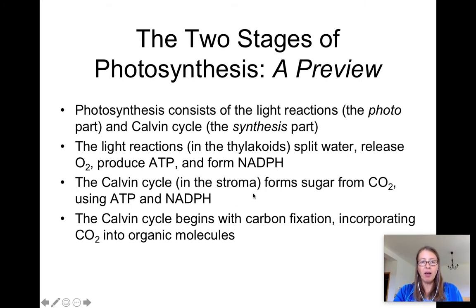And then here's the Calvin cycle. This is the light independent reactions. This happens in the stroma, and that's where all of this energy of ATP and electron carriers is going to be used to convert carbon dioxide into sugars. So essentially, in the light independent reactions, the Calvin cycle, we're going to take carbon dioxide and incorporate that into organic molecules such as glucose.